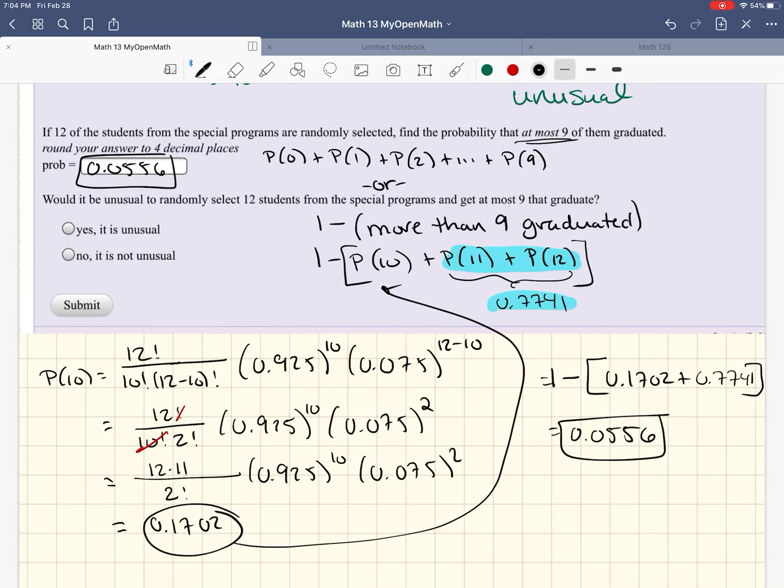Okay. They'll ask us one more question. Would it be unusual to randomly select 12 students from the special programs and get at most 9 to graduate? Well, this number, 0.0556, is greater than 0.05, so that would be not unusual.